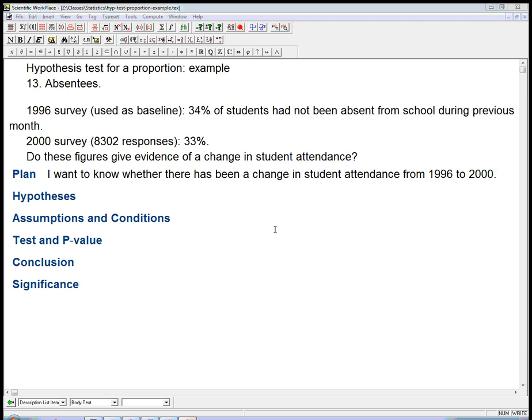Here's a worked example from a book problem of a hypothesis test for proportions. Specifically, the one proportion z-test is what we're going to use. It's based on a survey about absenteeism in schools.